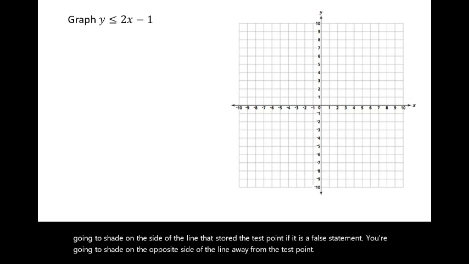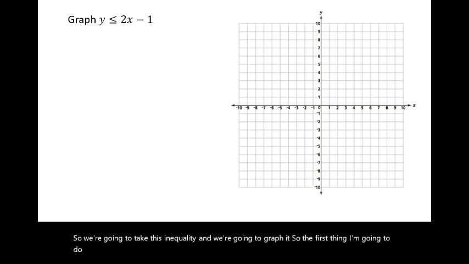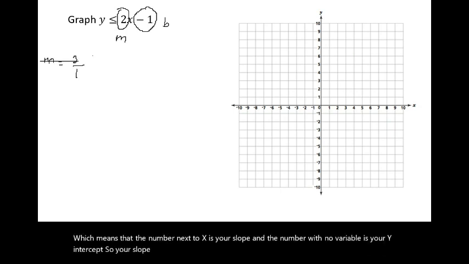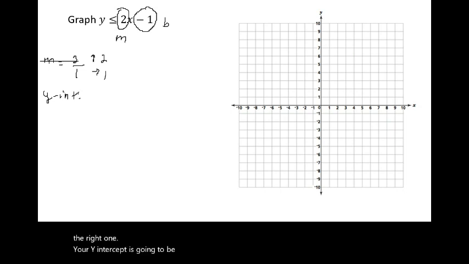So we're going to take this inequality and we are going to graph it. The first thing I'm going to do is start as if this was a regular line. Y is by itself, which is fantastic. That means that this is in slope-intercept form, which means that the number next to x is your slope, and the number with no variable is your y-intercept. So your slope is 2 over 1, which means that we are going to be going up 2 and to the right 1. Your y-intercept is going to be (0, b), and since b is -1, your y-intercept is going to be (0, -1).